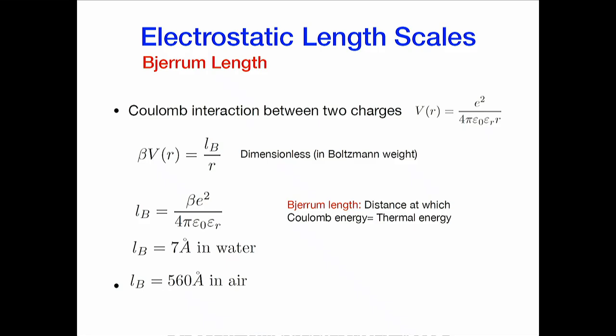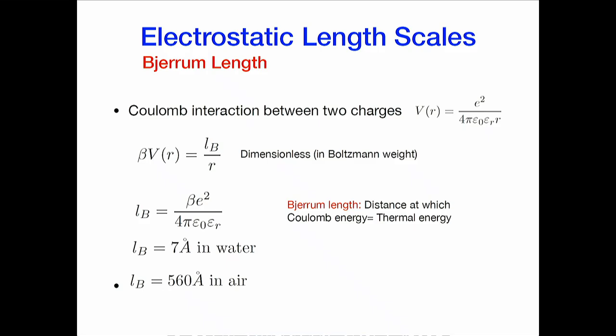So one is the so-called Bjerrum length. If you take the interaction between two charges, two electronic charges, the elementary charge that we will deal with all the time is the electron charge. The interaction is e squared over 4 pi epsilon 0 epsilon r times r, where epsilon r is the relative dielectric constant. And if you multiply by beta, beta V is dimensionless, because V is an energy.